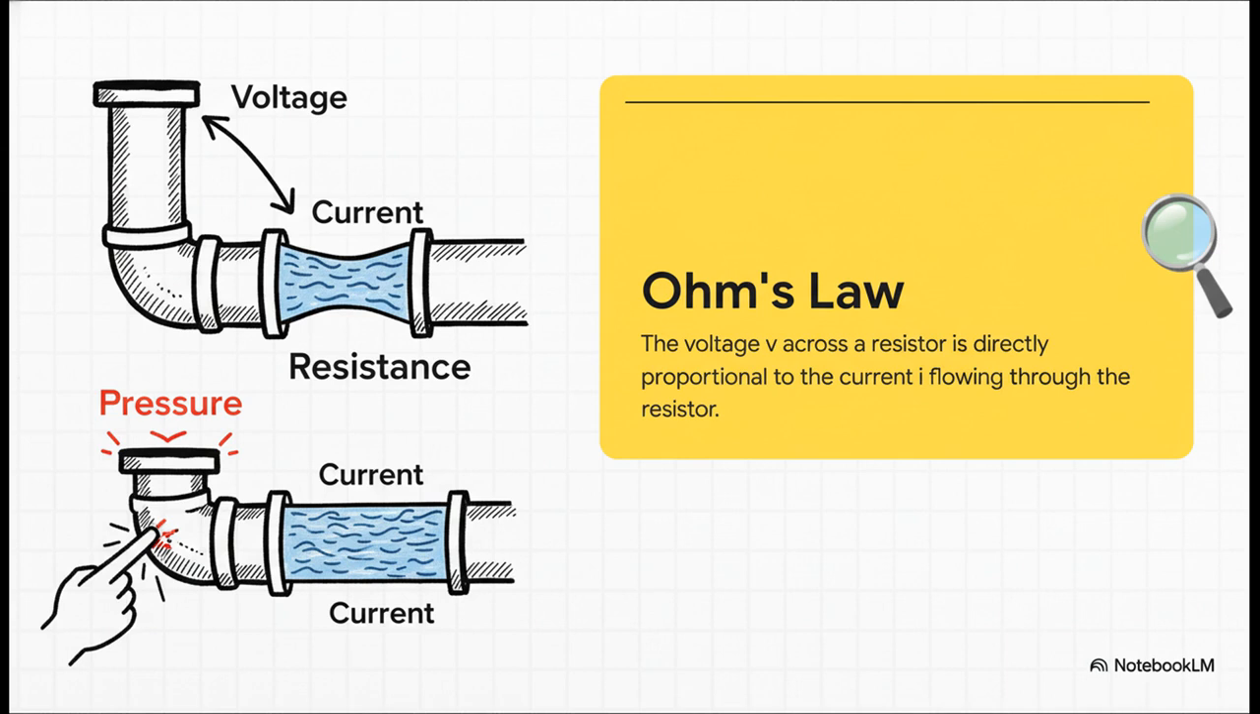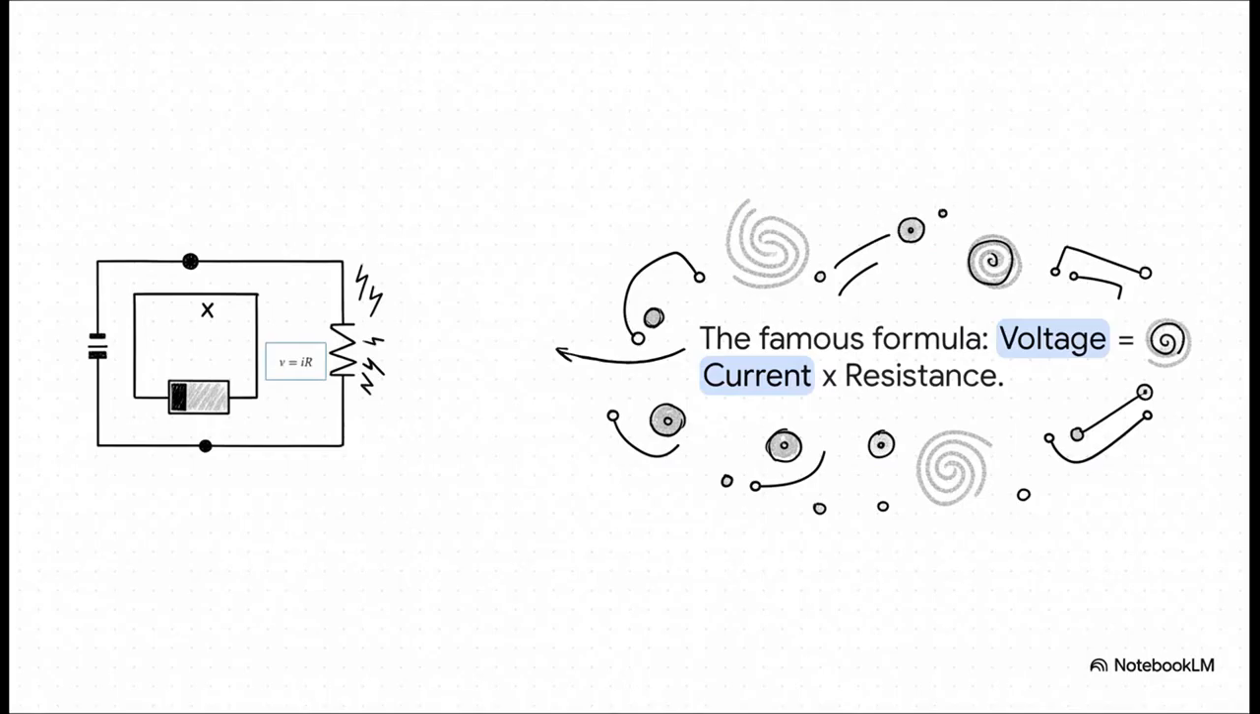So Ohm's law is basically saying that if you want more water to flow, you've got to either crank up the pressure or get a wider pipe. Simple as that. And this right here, this is the famous formula V equals I times R. Voltage equals current multiplied by resistance. It's such a simple but incredibly powerful relationship that connects the three most fundamental properties of any circuit you'll ever see.